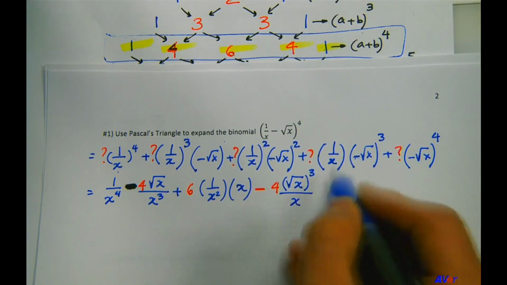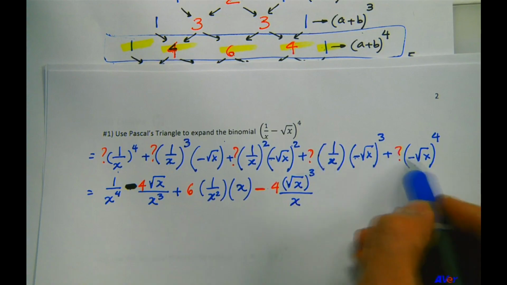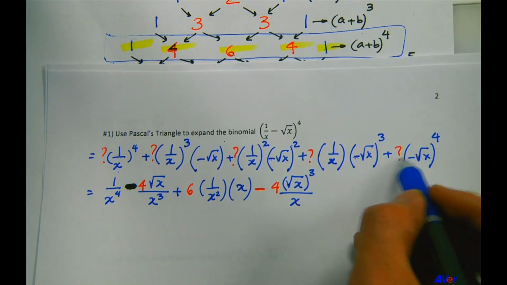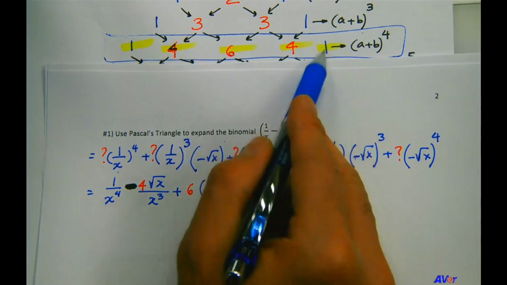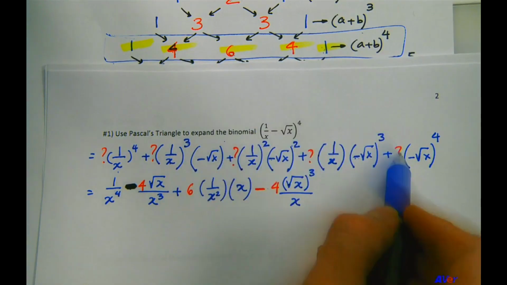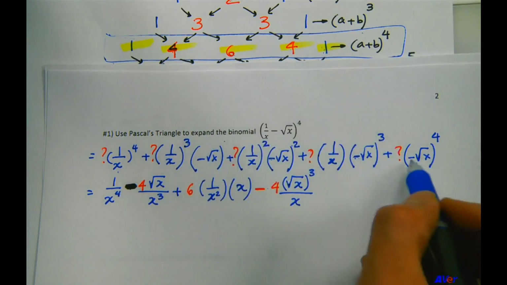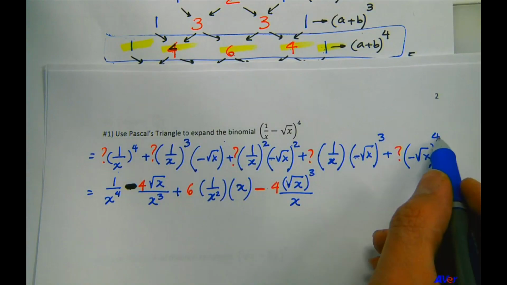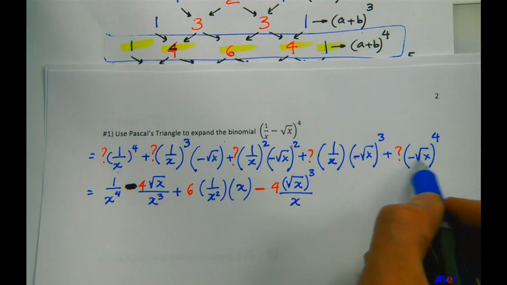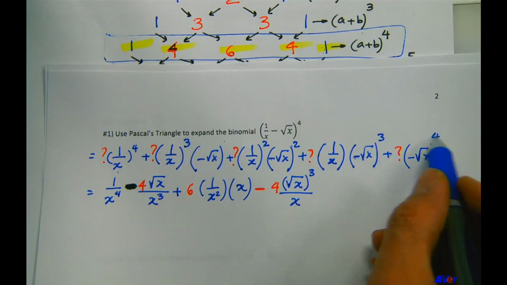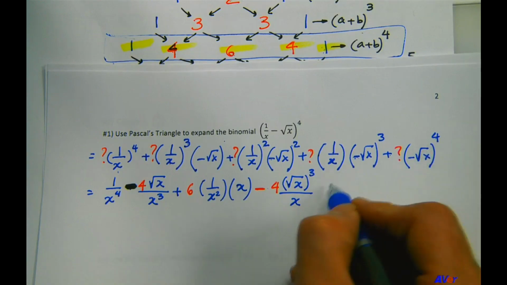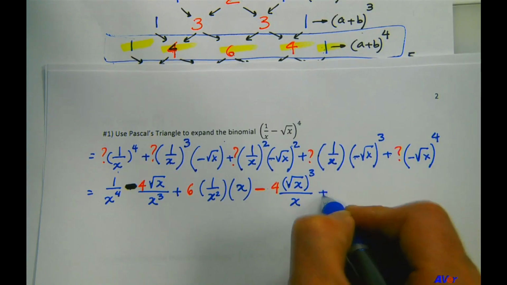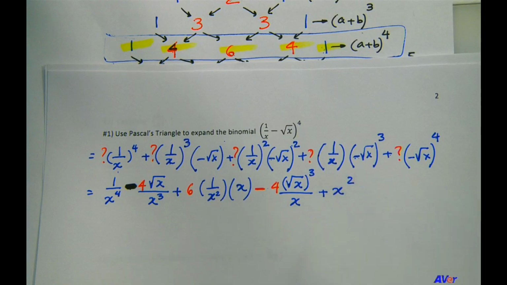over x, right? And then the last one, what coefficient will that have, the fifth term? 1. So that's just 1. It's neutral. Minus square root of x to the fourth power. This minus is going to get canceled. It's going to be positive because of the even power. Square root of x to the fourth is going to be x squared. So we're going to have plus x squared.